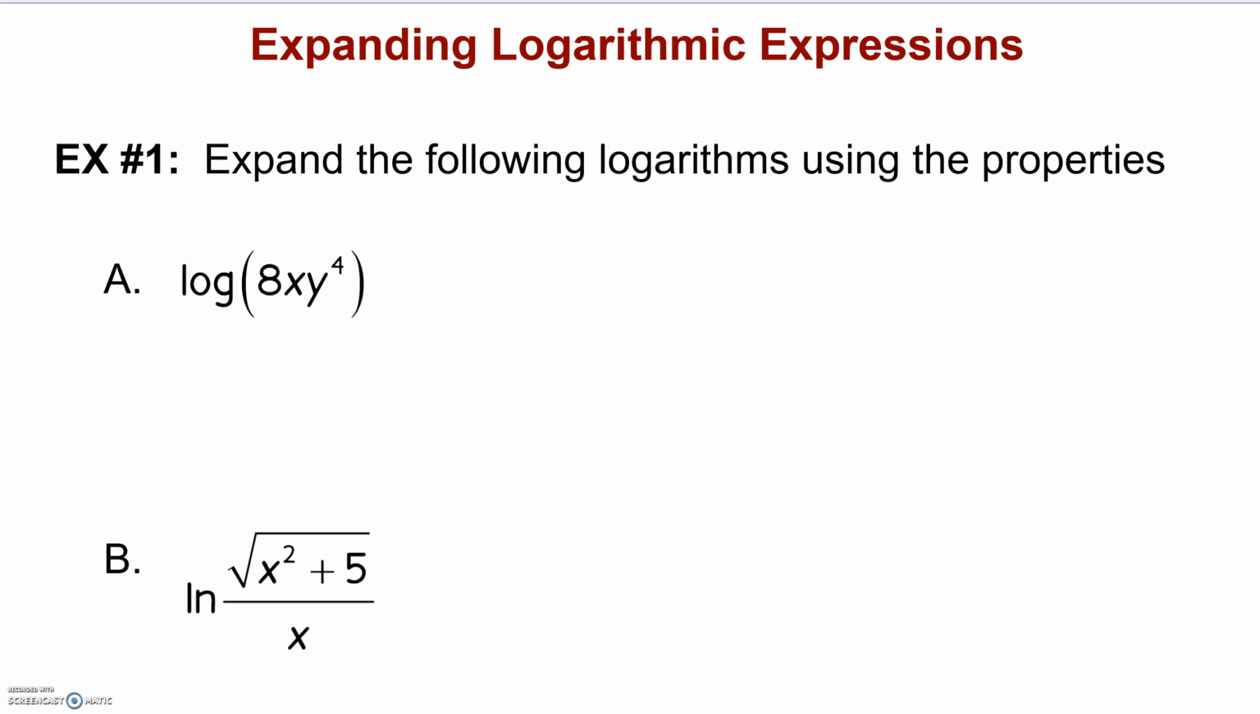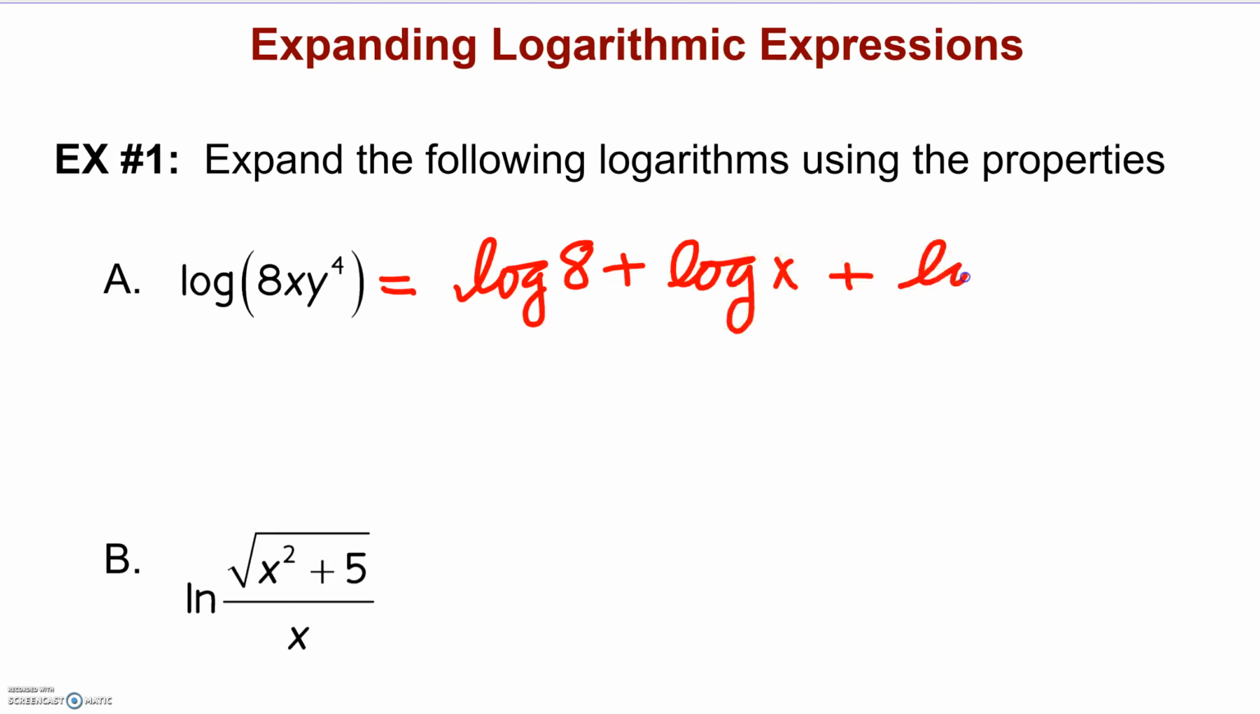So when they say they want you to expand, they want you to make this so that it's more than just a single log. So the first thing I'm going to do here is use the product property, which says if you have the log of a product, that's the sum of the individual logs of each of those factors. So this would be the log of 8 plus the log of x plus the log of y to the 4th.